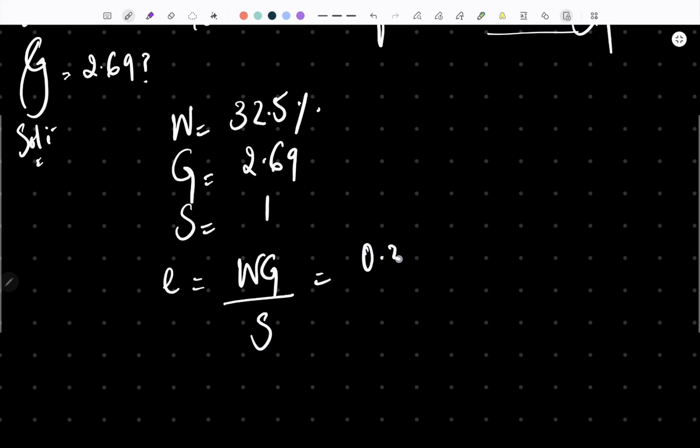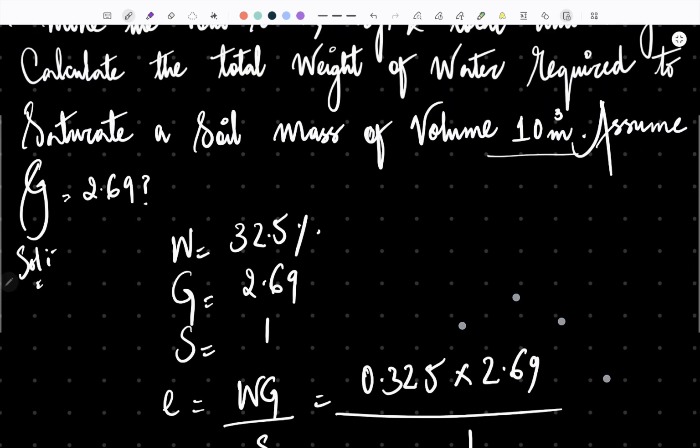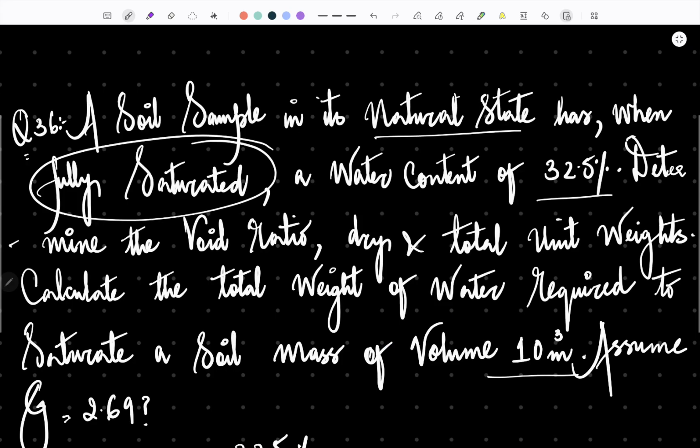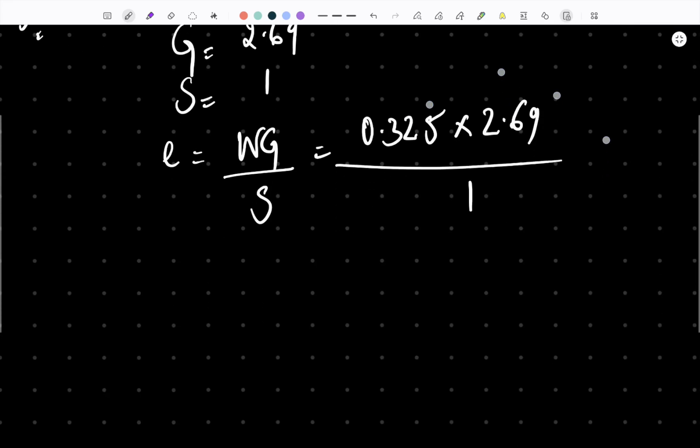Water content 32.5%, G is 2.69 and degree of saturation is 1, because it's written that the soil sample in its natural state when fully saturated. So it's fully saturated, S is 1. So by calculations, void ratio is equal to 0.874. 0.874 is the void ratio.